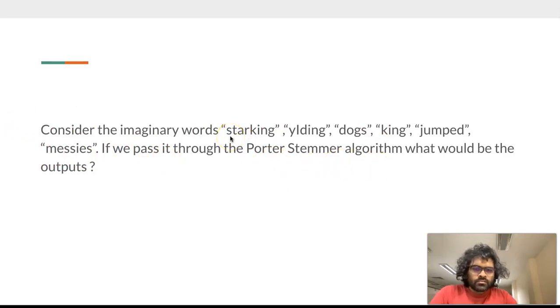Now, can anyone tell me why we use this Porter stemmer algorithm? What will we do? Why do we do this kind of stemming? What is its purpose? Why is stemming important?